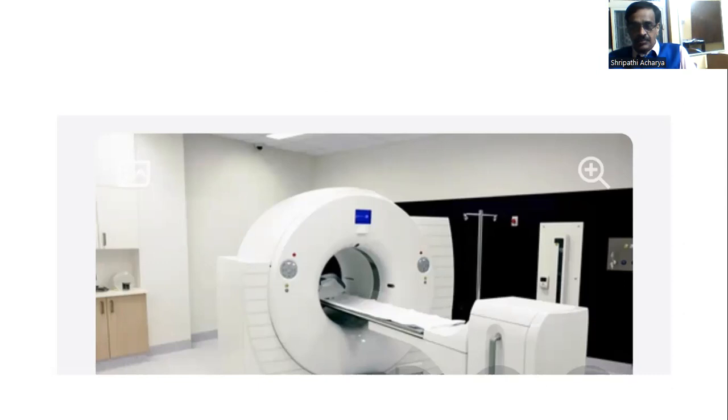So the detectors surrounding the body detect the distribution of the radioactive substance, and it is the image. The impulses are sent to a computer monitor, and the computer analyzes the image.